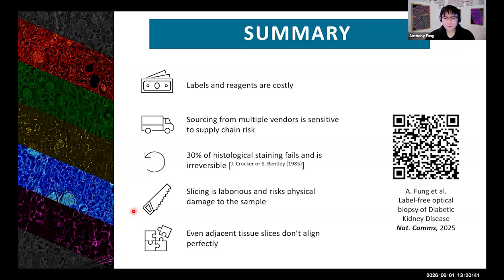Additionally, there's a statistic that I found that roughly 30% of histological staining fails. That could be for many reasons. I don't know if that's still true today. Better men than me have done routine histology, but nevertheless, slicing is a laborious task and risks physical damage to the sample, and even adjacent tissue slices, just 10 microns apart, sometimes require significant processing to co-register them.